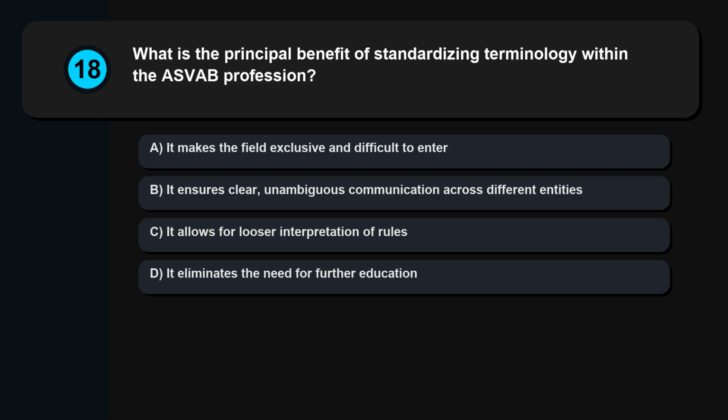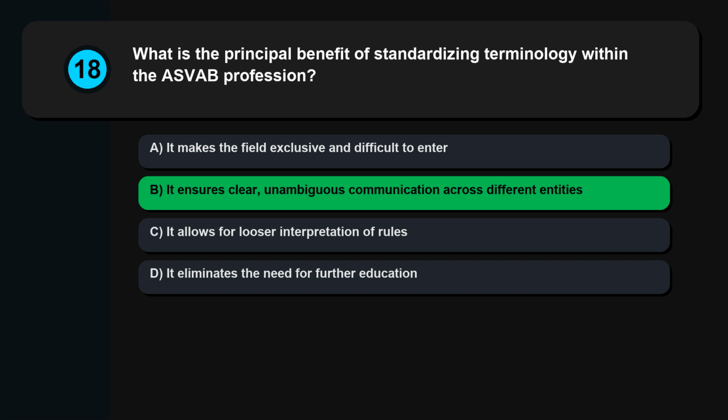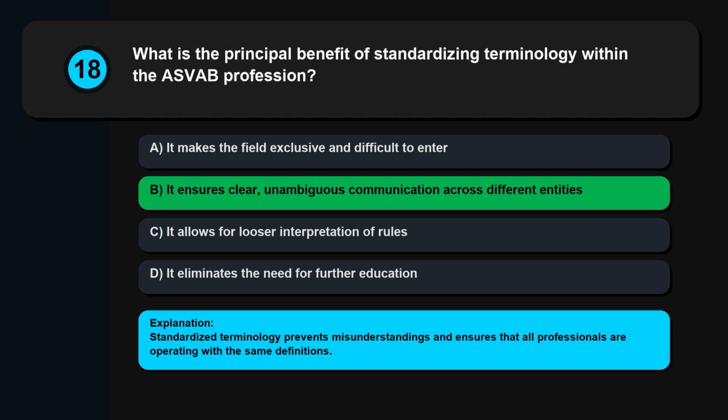Question 18. What is the principal benefit of standardizing terminology within the ASVAB profession? It makes the field exclusive and difficult to enter. It ensures clear, unambiguous communication across different entities. It allows for looser interpretation of rules. It eliminates the need for further education. Standardized terminology prevents misunderstandings and ensures that all professionals are operating with the same definitions.